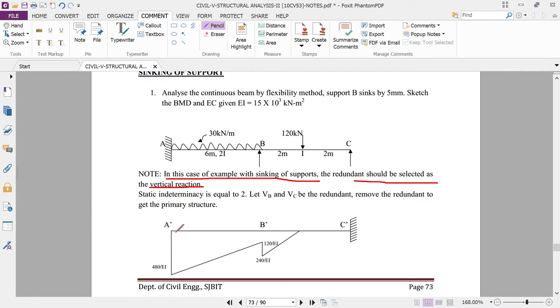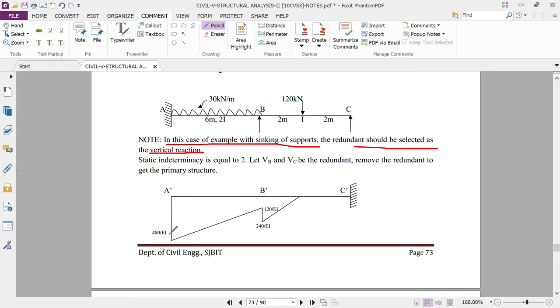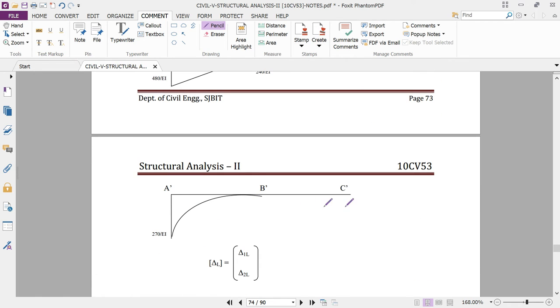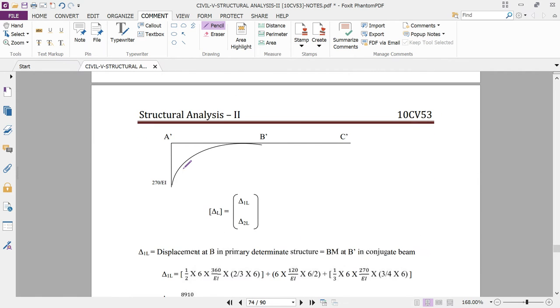If you see, this is a typical case with A dash, B dash and C dash. This is 480 by EI, this is 240, 120 and this. Let us see how this value will come. And this is the curvature diagram. Now delta L is equal to delta 1L, delta 2L. Delta 1L is the displacement at B in the primary determinate structure, which is the bending moment at B in the conjugate beam.